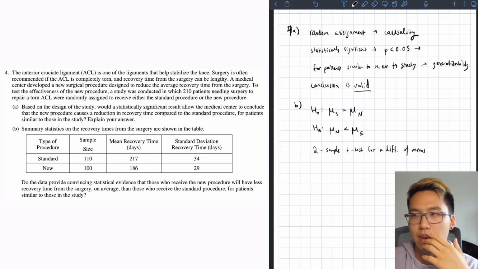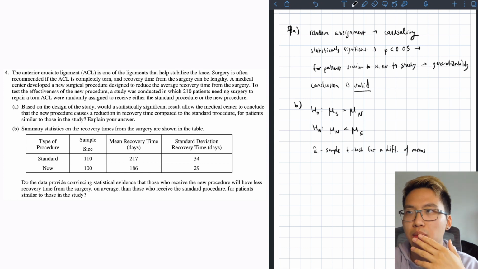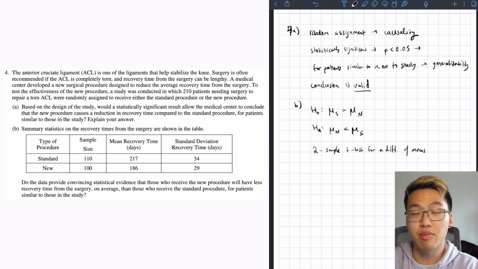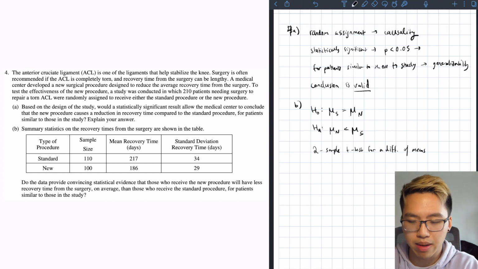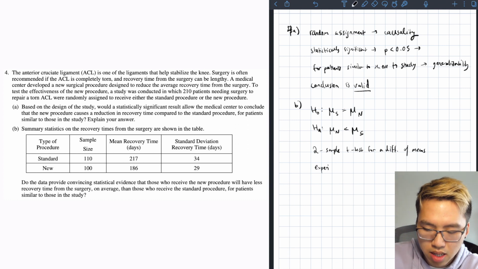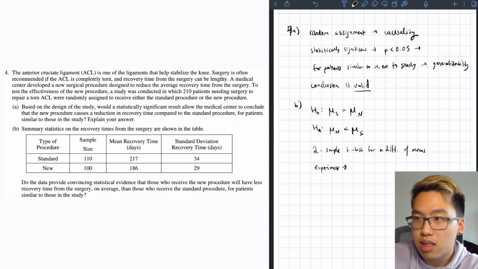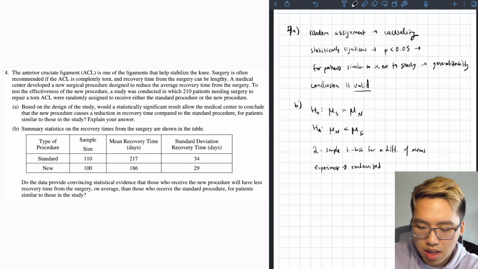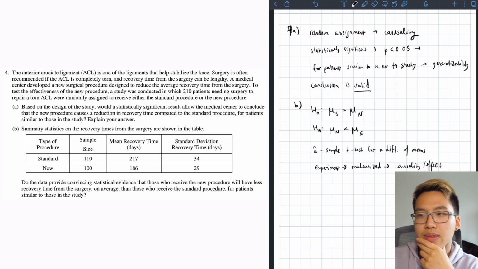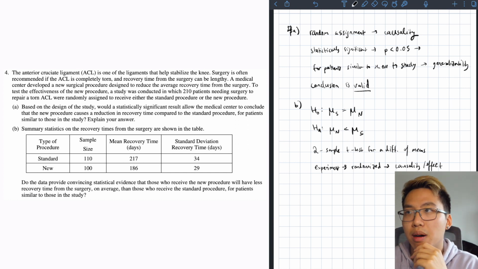Other things that we have to consider, because basically it's asking us, is this evidence compelling? And again, similar to the previous question, one really strong piece of evidence that makes something compelling is the fact that this is an experiment, so it's randomized, and that helps us establish causality or effect. So that's important.